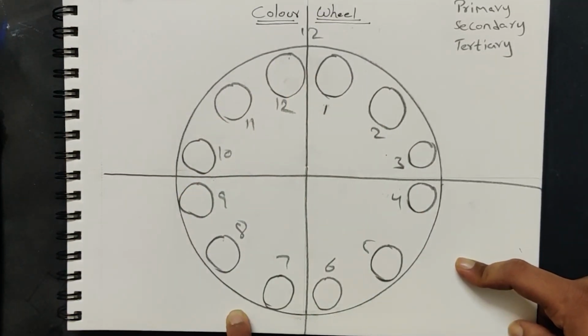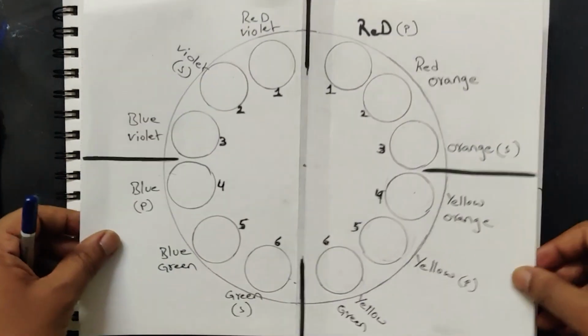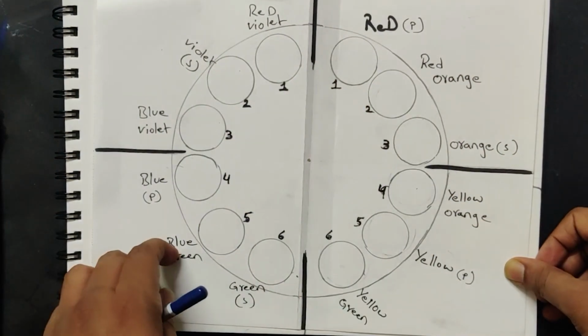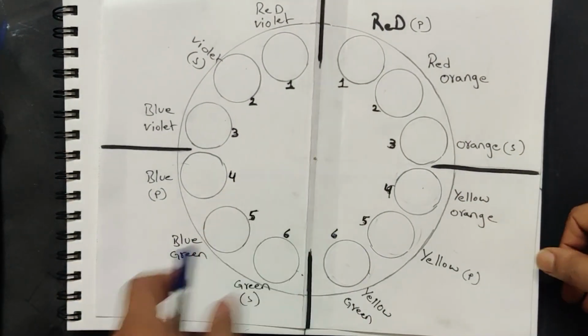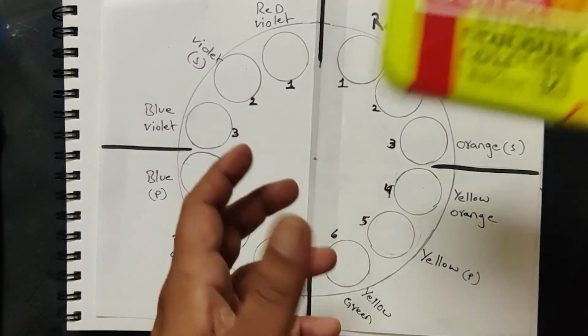Did you all get it? Very good. Now let us see. I've already mentioned here the names of the colors. I will explain them. Okay, let us start with the primary colors. To make these tertiary colors, I am using poster colors.